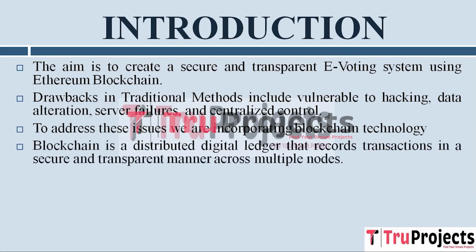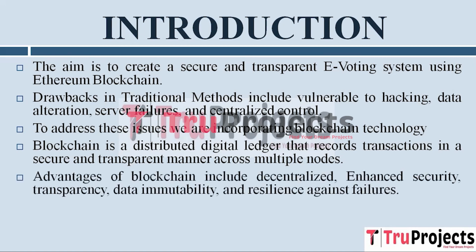Blockchain is a distributed digital ledger that securely records transactions across a network of nodes or computers in a transparent and immutable manner. Each transaction is added to a block and linked to the previous one, creating a continuous chain of data blocks. In the context of a blockchain, transactions refer to the actions or operations that are recorded on the blockchain ledger. These transactions can represent various types of data depending on the specific use case of the blockchain. In the case of an e-voting system, transactions represent individual votes cast by voters.